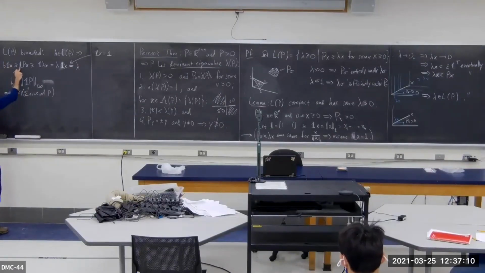Right? Because think, this is 1px. This is 1px, and 1px, we're taking the maximum here. So b times 1x is certainly greater than or equal to 1px, because I'm just taking the maximum here. And that is equal to b.